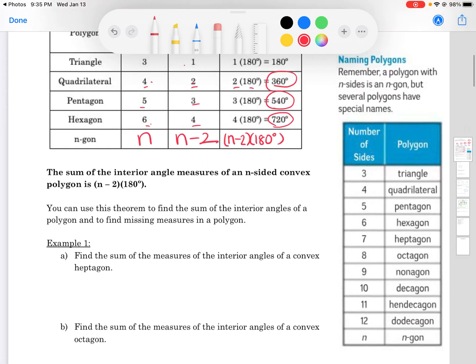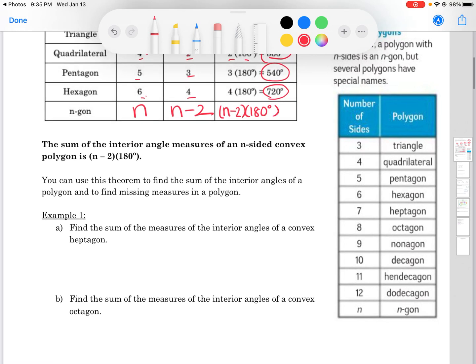So the sum of the interior angle measures of an n-sided convex polygon is n minus 2 times 180. So the number of sides minus 2 times 180. We can use this theorem to do a few things for us to help find missing measures or missing values. So first we want to find the sum of the measures of the interior angles of a convex heptagon.